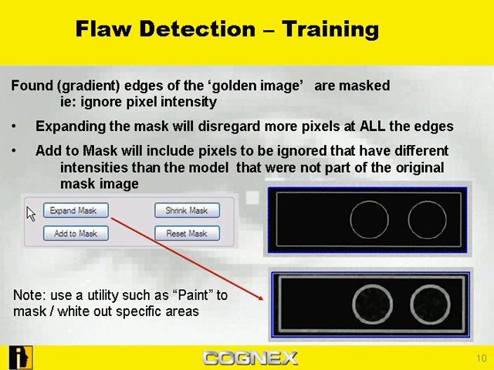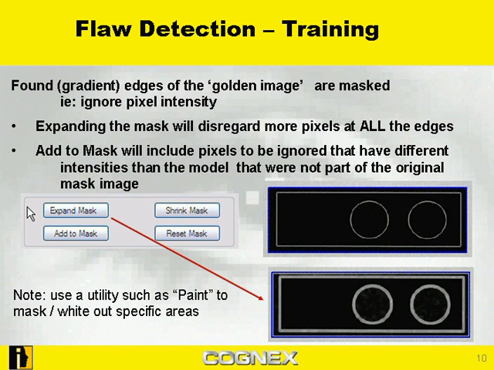As you see here, we have add to mask. We can expand the mask. That will disregard pixels at all the edges, as you can see here by this second object. The actual mask lines are these inverted pixels here. So at the edge here, we will be ignoring the pixel change intensities right here. And on this second image here, you'll see it is much wider.